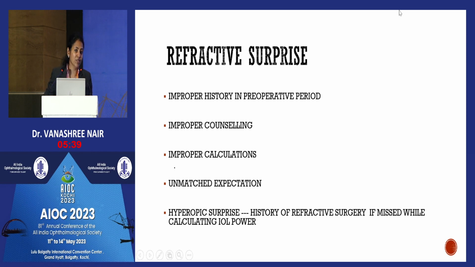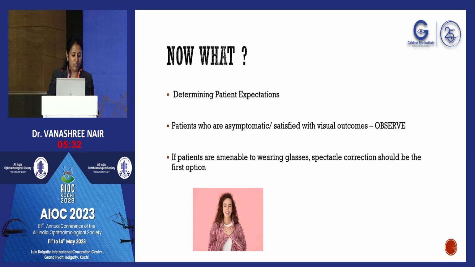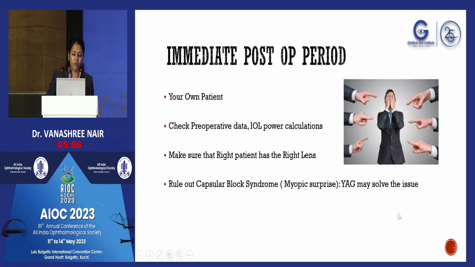And if we have missed the history of refractive surgery in the preoperative testing, then we can land up with a hyperopic surprise. I'll just rush through the initial part, which has already been covered. Now we know that we are here with a refractive surprise. We have not come up with the result that the patient expected. So now what? First of all, we again need to give some chair time, wait and see how the refraction is settling, and what the patient's expectation is now. If he is amenable to a little bit of refractive error, then we can observe and get away with it. But if not, then what?